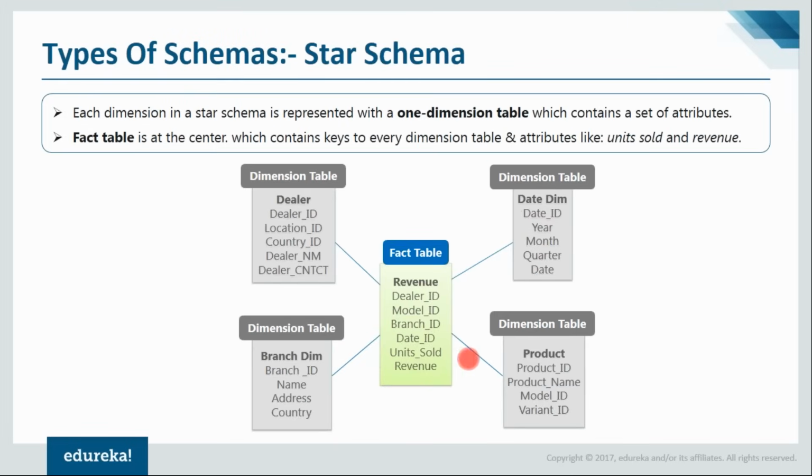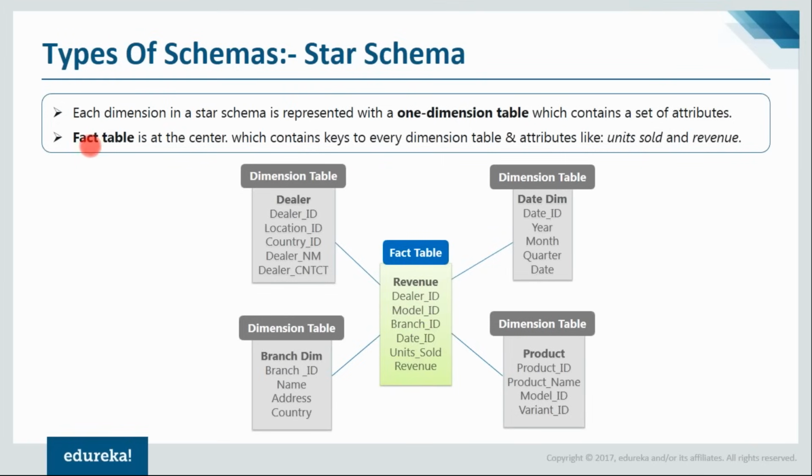So you have your units sold and you have your revenue, correct? So these 2 will be your measures, and these 4 will be your 4 different dimension keys for 4 different tables. So that's about your star schema. If you understand your star schema, then it will be easier to understand the other schemas, because they are just a slight variation. Okay. But what you got to understand is the main thing is that every dimension table will be linked to the fact table, correct? So that is the one thing which you have to remember.